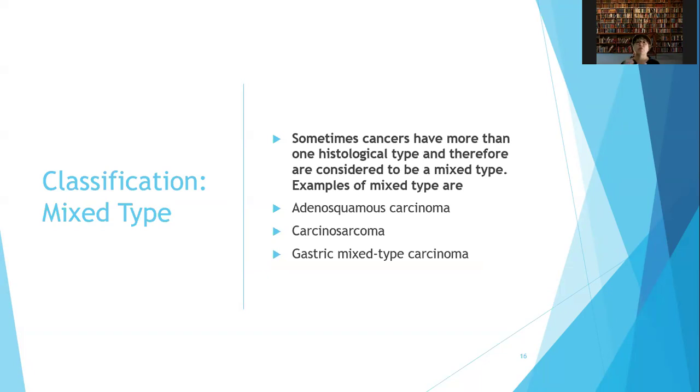Sometimes cancers have more than one histological type, and therefore they're considered to be mixed. So examples of mixed types are an adenosquamous carcinoma, a carcinosarcoma, or gastric mixed type carcinoma. So just some categories. Mixed type just means there's more than one tissue type involved.